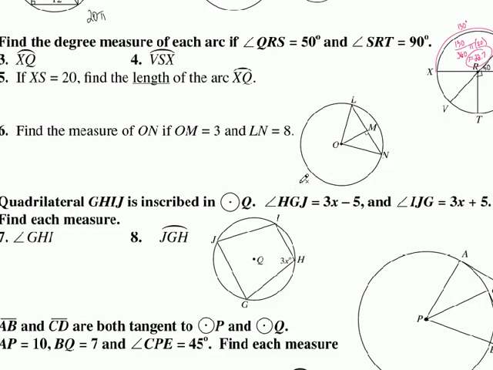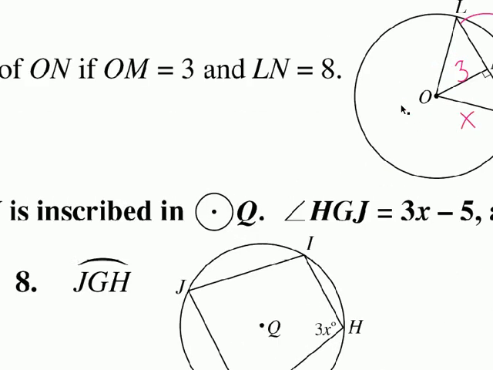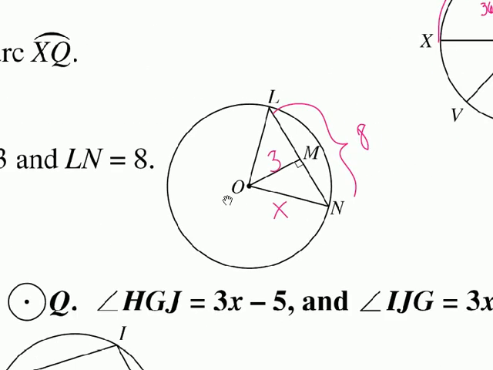Let's take a look at this thing. Find the measure of ON. So we're trying to find this right here. We'll just call it X. Is that all right? If OM is 3 and LN, that whole thing from there to there, is 8. All right. Let's make this a little bigger. Oh no, it's 3 from 5. Yeah, it is. Very good.